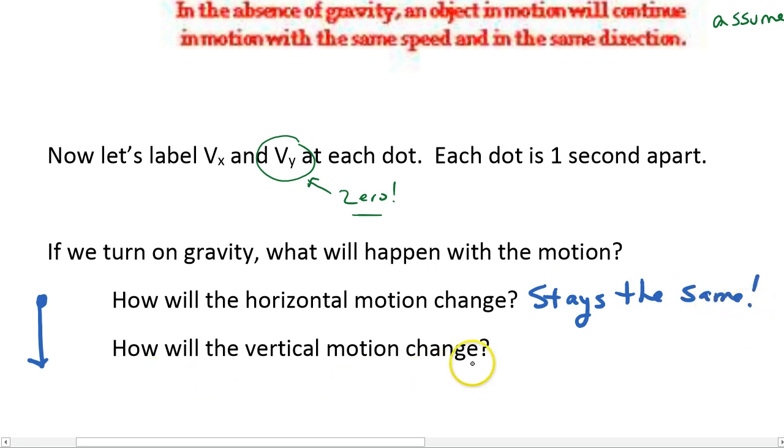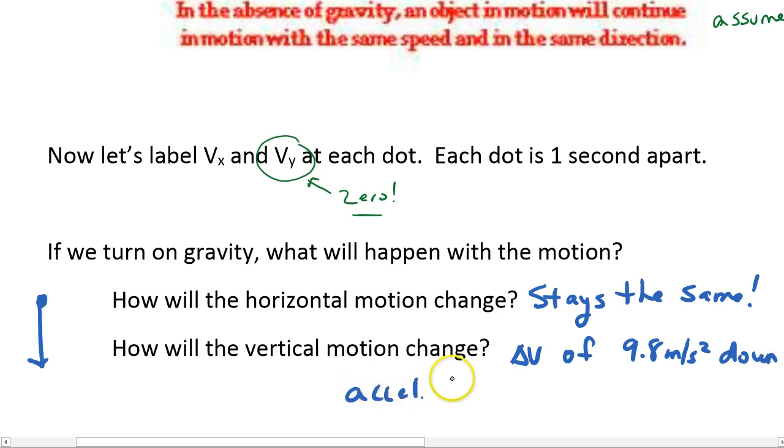How will the vertical motion change? We're going to have a change in velocity of 9.8 meters per second down. In other words, we're going to have acceleration due to gravity.